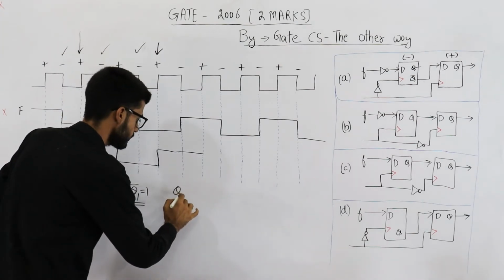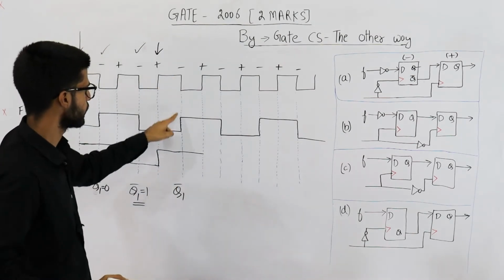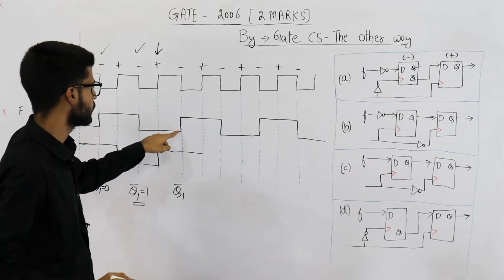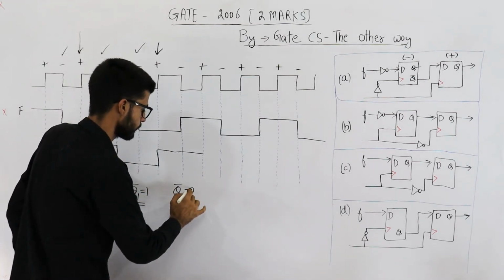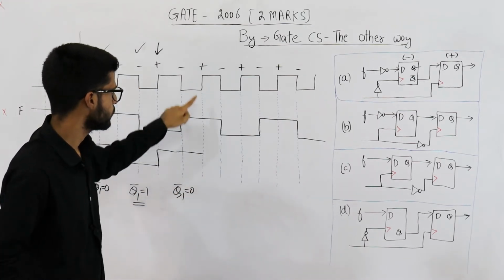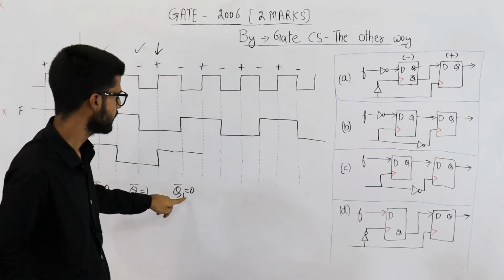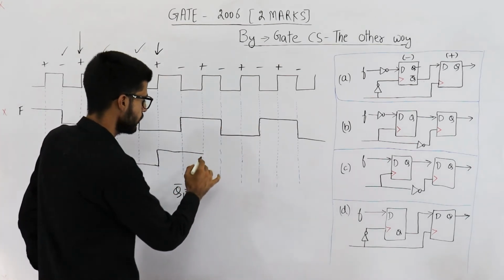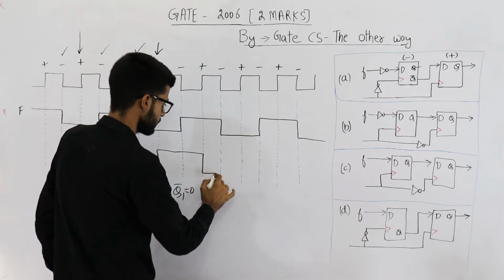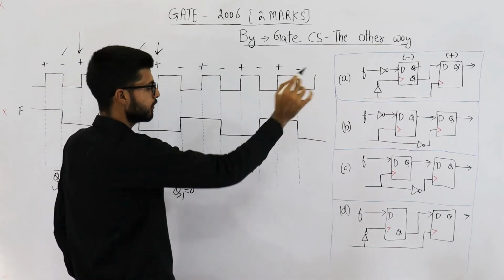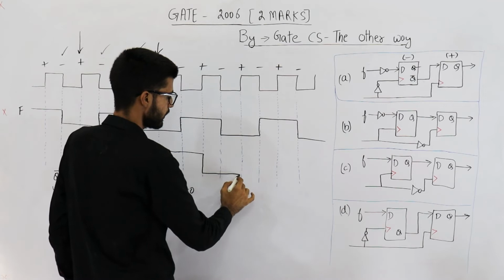But during this negative edge, the value of this Q will change, or this Q complement will change. Let us calculate what is Q1 complement here. It will be same as F. Okay. So F is 0. During this positive edge of clock, this 0 will be the final output. So it will be like this. And during negative edge, final output won't change. So it will remain as it is.